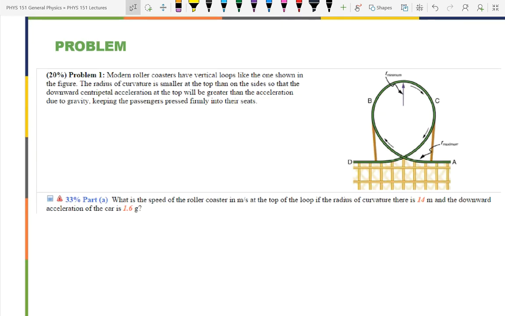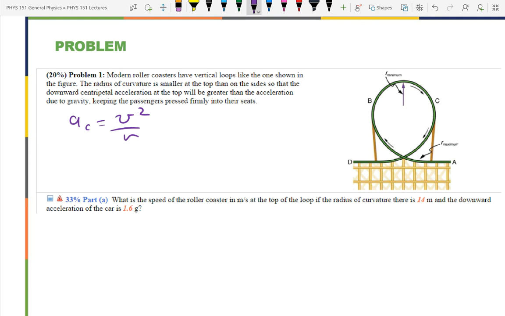Okay, so let's look at a problem. We only have 3 minutes, so we'll have to stop with this. Modern roller coasters have vertical loops like the one shown in the figure. The radius of curvature is smaller at the top than the sides, so that the downward centripetal acceleration at the top will be greater. Remember, centripetal acceleration is v squared over r, so they make a smaller radius of curvature at the top, so you have a bigger acceleration necessary to stay in a circle for the same speed.